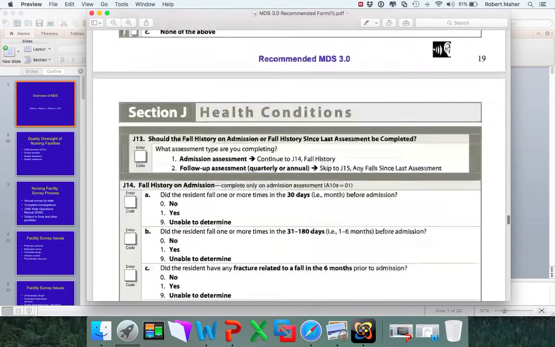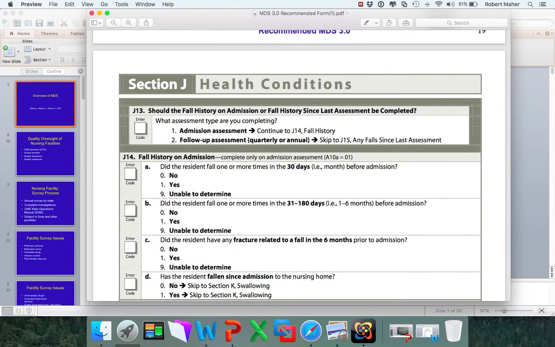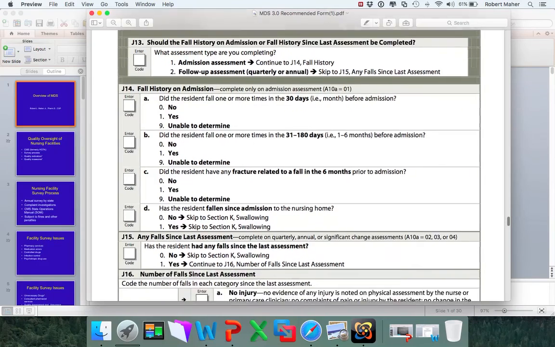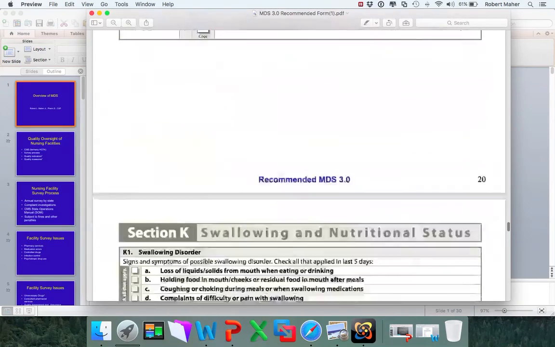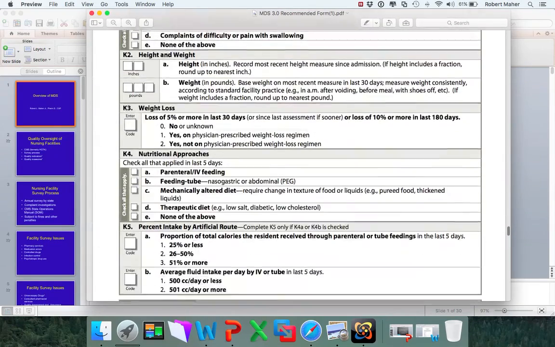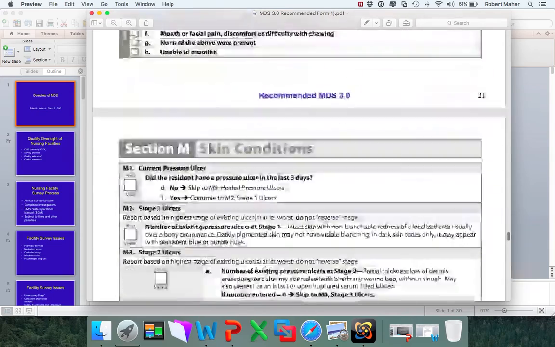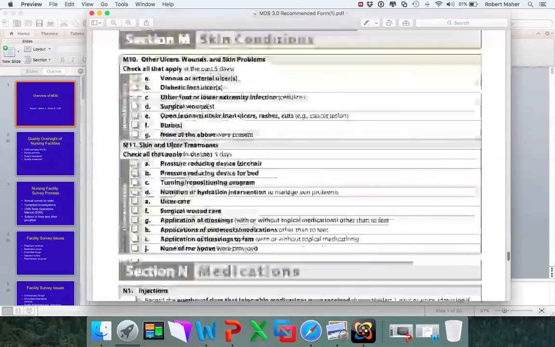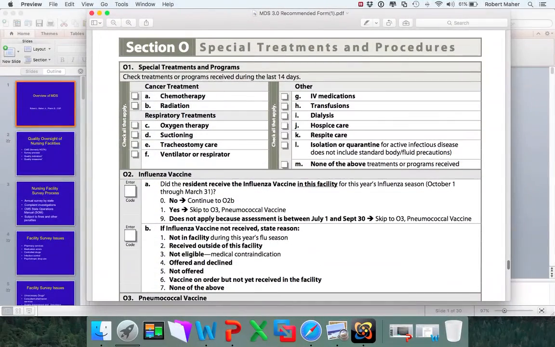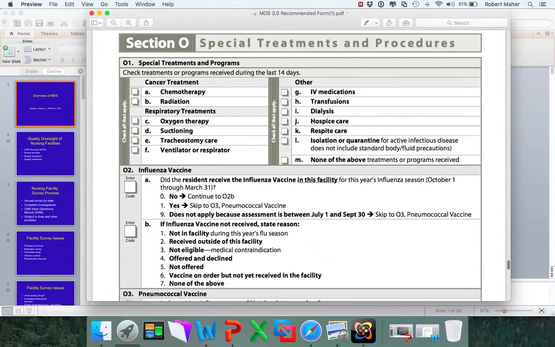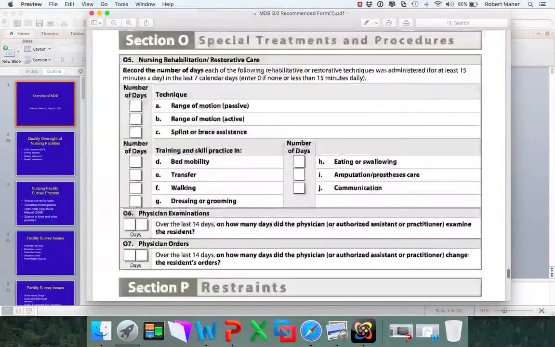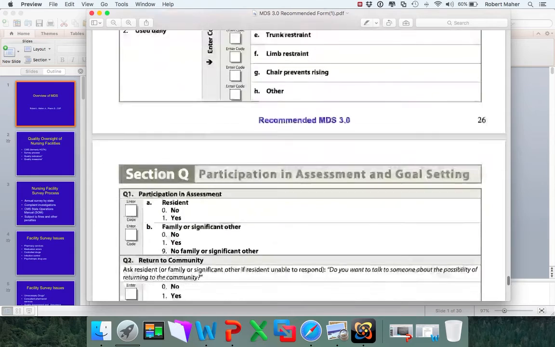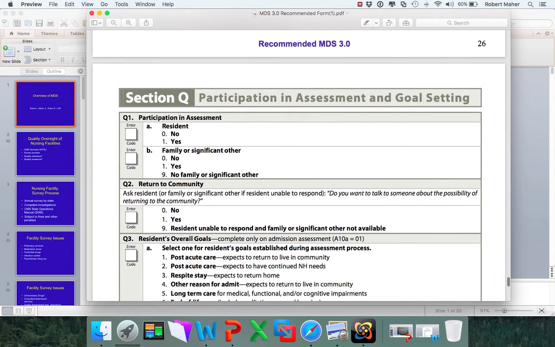Here we've got tobacco use, so we may be involved in tobacco cessation. Here are some of our issues such as falls, under health conditions, swallowing issues, weight loss issues, dental, skin issues. I'm scrolling down to show you where actually pharmacy is. Section O is about special treatments like chemotherapies, whether or not they actually need any type of restraints to prevent falls or behavior issues.